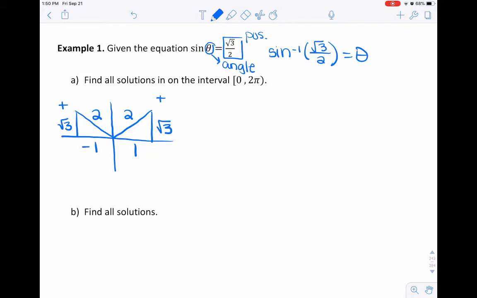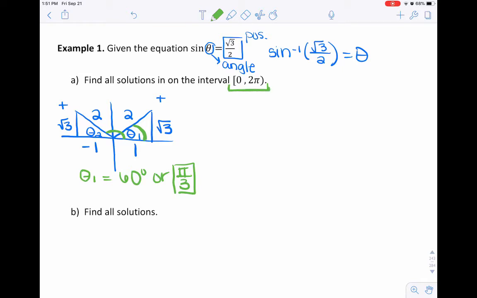And now to solve this, we need to find the reference angle for each one of these triangles. Once we find the reference angle, then we can find the actual angle. We can find the reference angle because it's one of the special triangles. So when we have an angle where square root of 3 is on the opposite side, that always means that the angle is 60 degrees, or in radians that would be pi over 3.